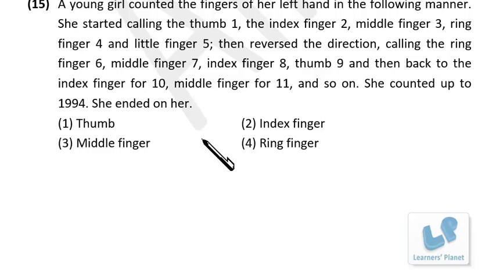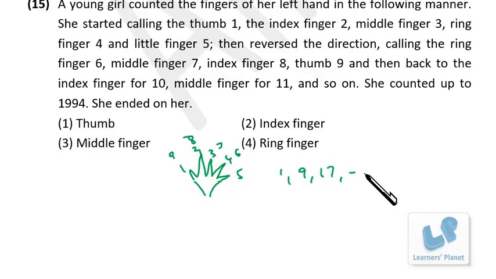A young girl counted the fingers of her left hand in the following manner: thumb 1, index finger 2, middle finger 3, ring finger 4, little finger 5. Then reverse direction, calling the ring finger 6. Okay, so suppose I have, not very perfect with drawing, excuse me. So that's thumb 1, 2, 3, 4, 5, then 6, 7, 8, 9, 10, 11, 12, 13, 14, 15, 16, 17. So precisely 1, 9, 17, we are getting these terms at thumb.